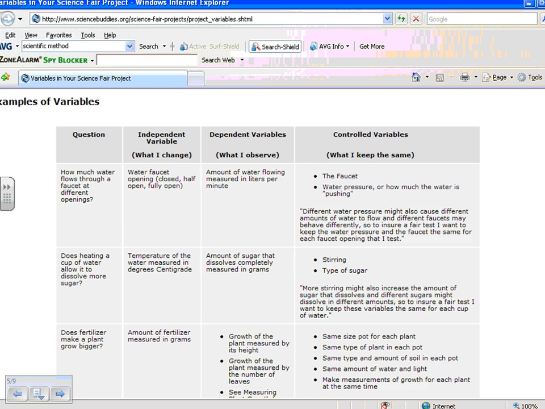If you want to know if fertilizer makes them grow, what would you do to the plants in the control group? Don't give them any fertilizer, right? Just give them regular soil, no fertilizer.